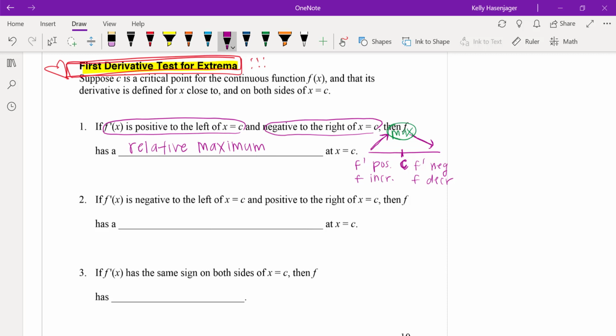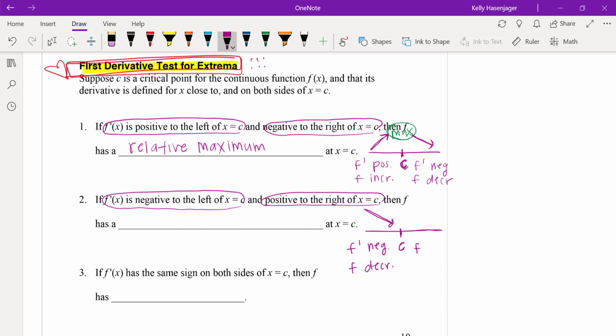All right, our next part, we still have our critical value c, and now our derivative is negative to the left of our critical value. So let's graph our critical value, and we have negative on the left. So f prime being negative tells us that our original function is decreasing, because again, the slope is negative. Now on the right-hand side of c, our critical point, the derivative is positive, which tells us that the original function is increasing.